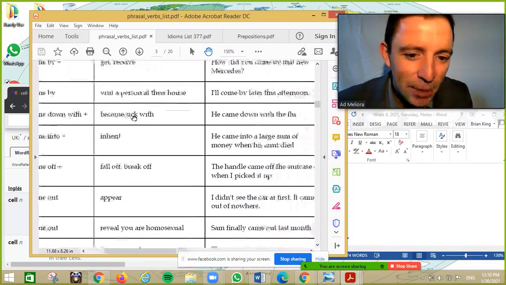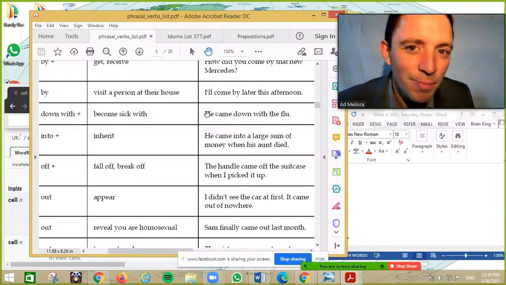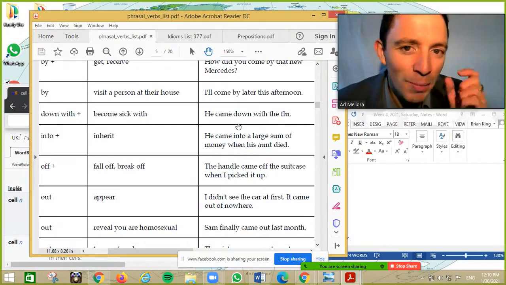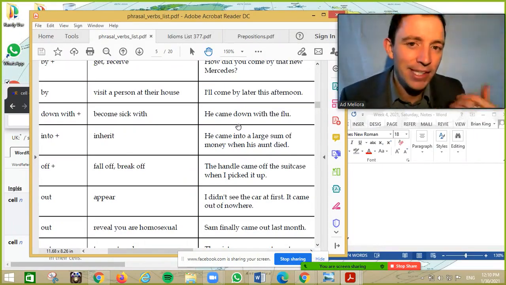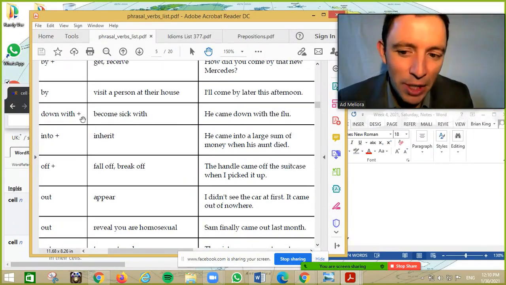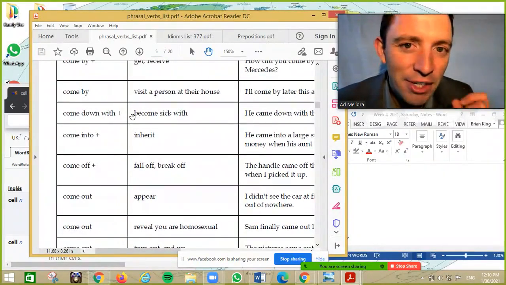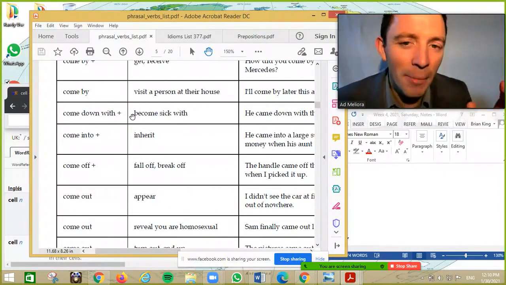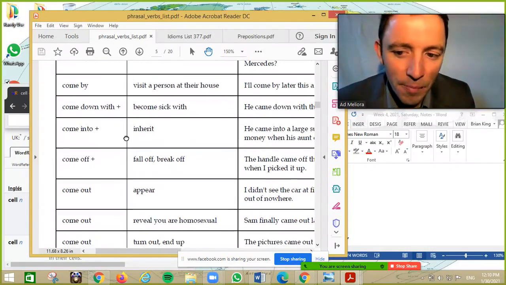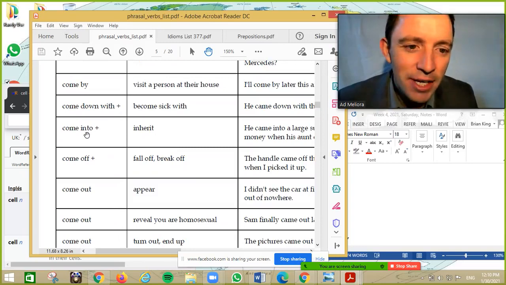And here's the example. He came down with the flu. And that means the verb "llegar a ser", really like to become. So he became sick or he became ill. And here's become, "llegar a ser". Very, very common in conversation, very normal, very good example of a phrasal verb. So this list is very interesting and very important. The next one as well is very typical.